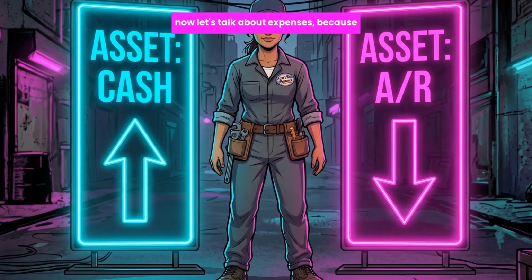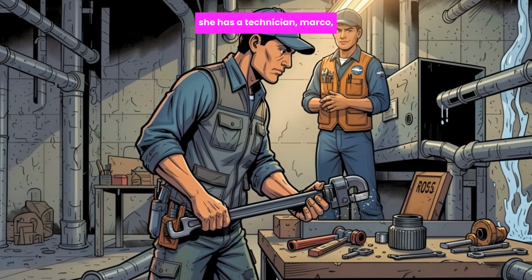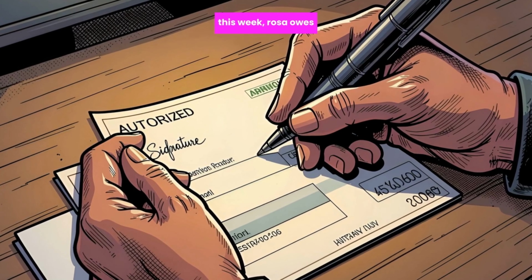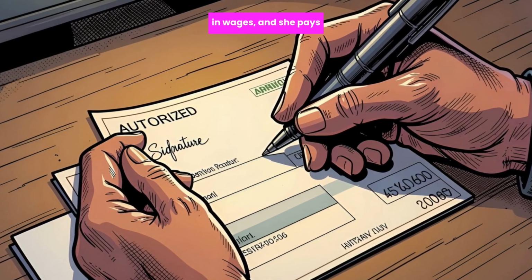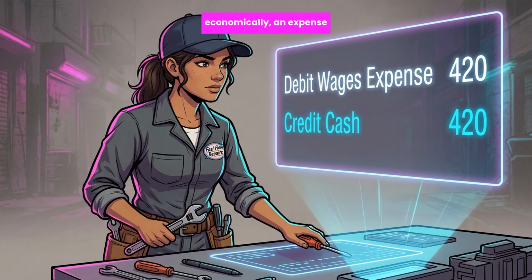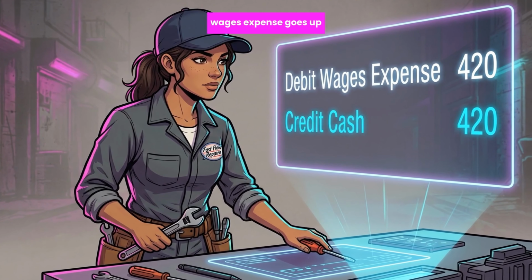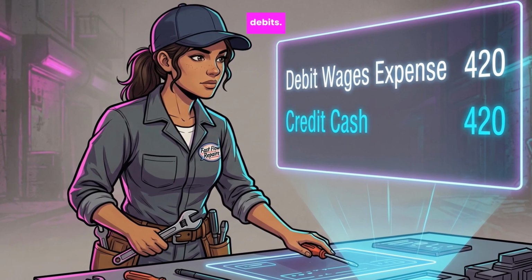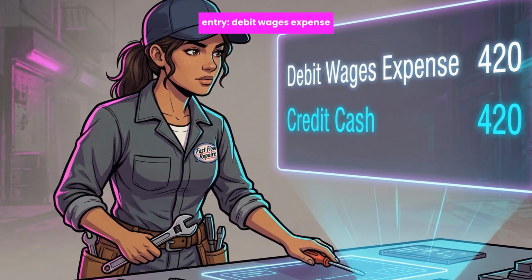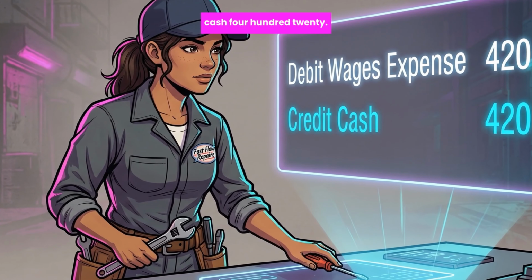Don't confuse them. Now let's talk about expenses, because Rosa's business doesn't run for free. She has a technician, Marco, who works full-time. This week, Rosa owes Marco $420 in wages, and she pays him immediately by check. Economically, an expense was incurred and paid at the same time. Wages expense goes up, and expenses increase with debits. Cash goes down, assets decrease with credits. Entry, debit wages expense $420, credit cash $420.